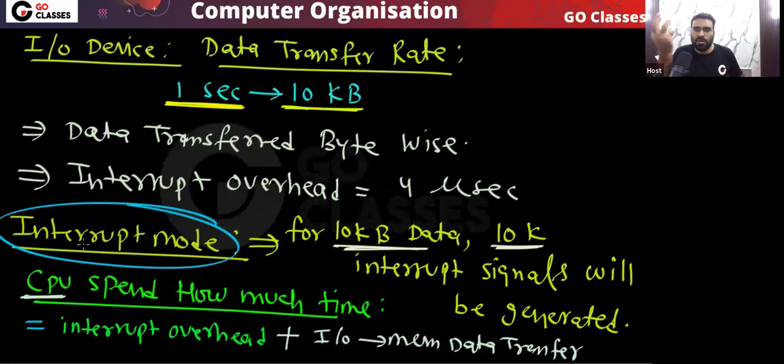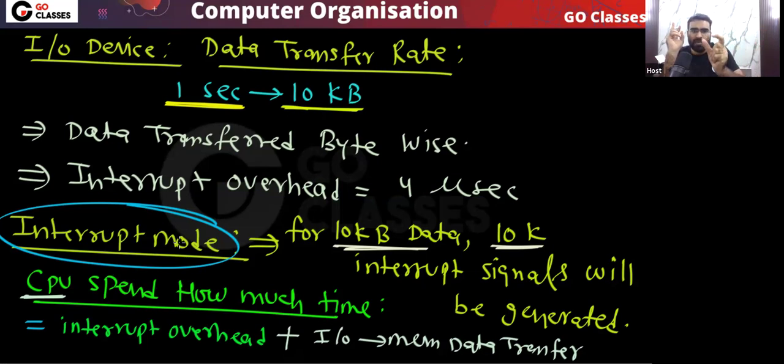In the interrupt mode, CPU will be involved in two things. One is this context switch, or I can say interrupt overhead. Because you need to save your work, you need to do context switch. So that is the overhead. So there CPU will waste some time. Also, the CPU has to do the actual transfer.